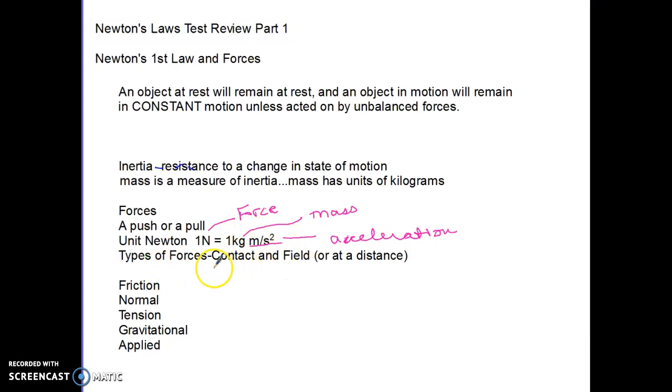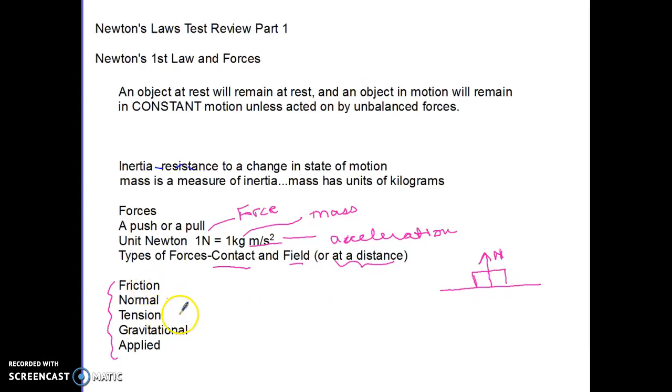So there are two main types of forces. You have contact forces and field forces, and another name for field forces is at a distance forces. Contact forces are forces where things have to be touching for the force to happen, and field forces are when things don't have to be touching. So if we look at these basic forces that we deal with, friction, the normal force, remember the normal force is a force that's perpendicular to a surface. If I have a box sitting on a surface, the box is pushing down on the table, and the table exerts a normal force upward, perpendicular to the surface. That's what the word normal means, perpendicular.